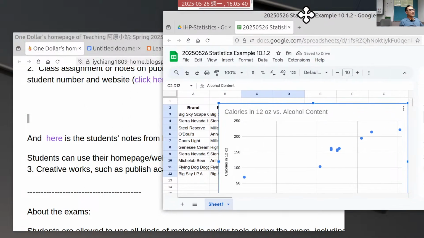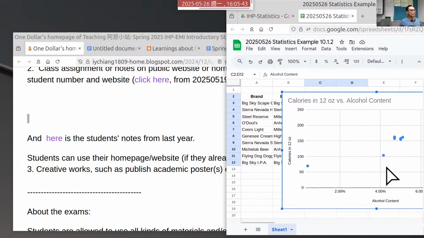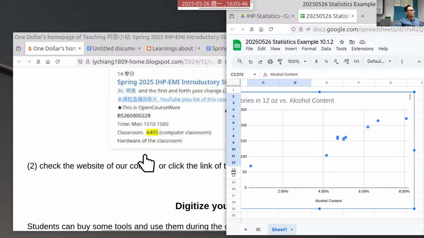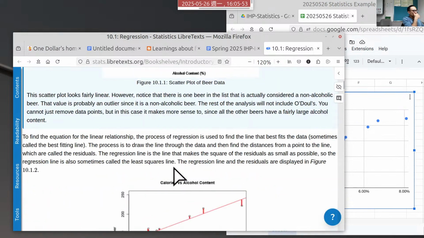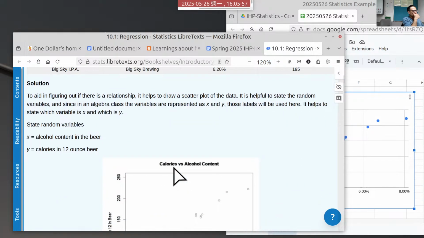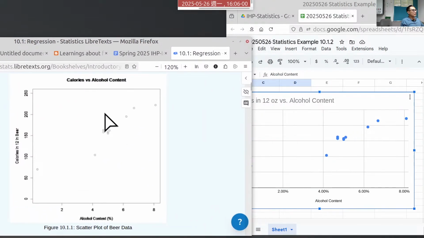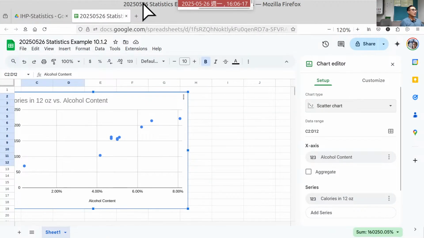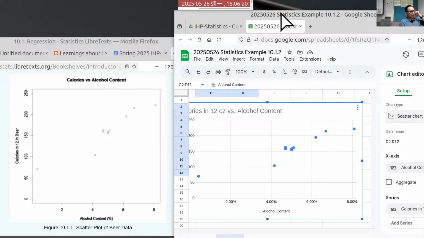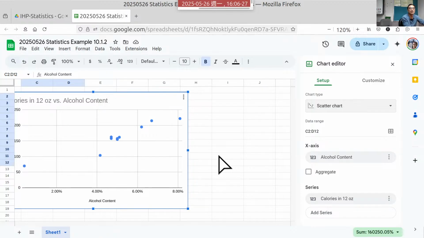Okay, before I move forward, let's check the diagram. See, very similar, right? The diagram here, very similar. And here is the outlier. In the textbook, it explains this is a non-alcoholic beverage, non-alcoholic beer, like this one. Is it okay? Okay. How about using 3 minutes to finish this one, and please write it as your note.